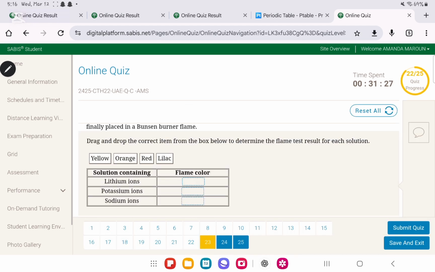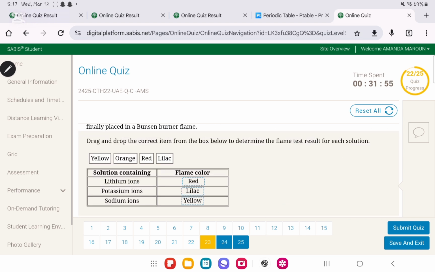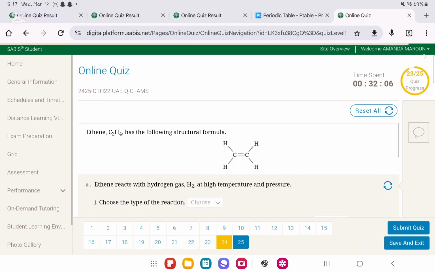We move on to question number 23. We need to know the flame test for each. You should know that lithium is red, potassium is lilac, and sodium ions are yellow-orange. I know I said orange before, but in cases like this in the exam, they would prefer if you put yellow and not orange. So that would mean that calcium is brick red, lithium is red, potassium is lilac, and sodium is yellow.